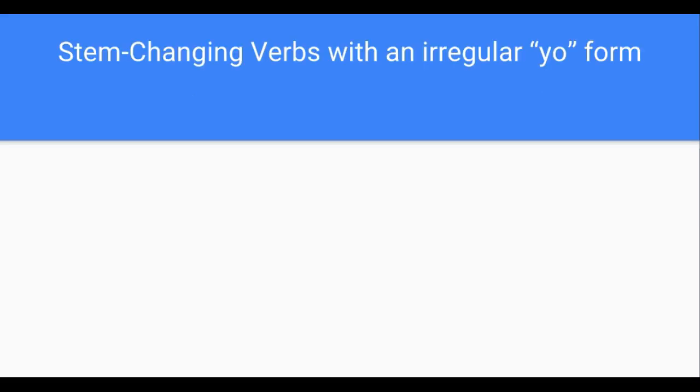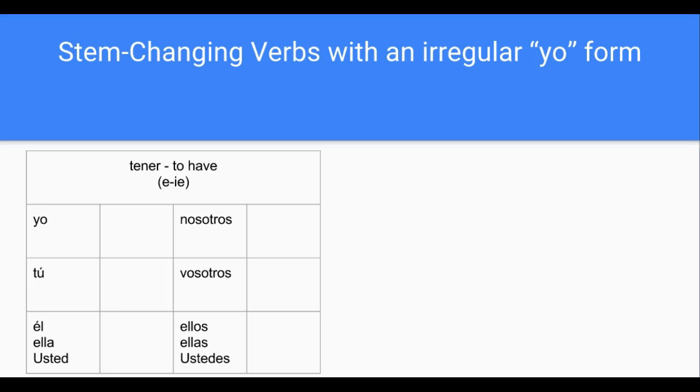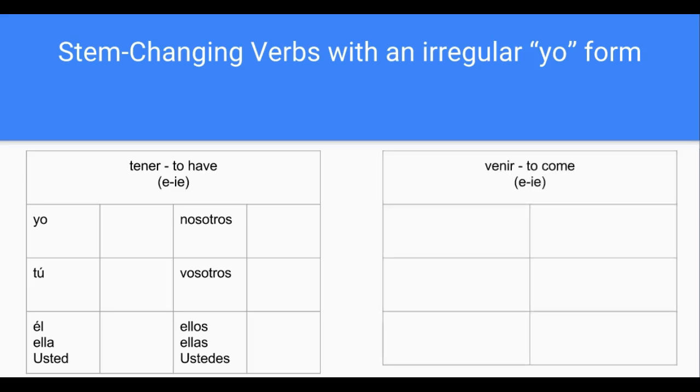Okay, so far all of the verbs that you've learned have followed regular patterns when you're doing your conjugation. Today we're going to start diving into some of those verbs that have their own special rules. The two verbs we're going to focus on today are tener, which means to have, and venir, which means to come. These are both very common verbs in the Spanish language.